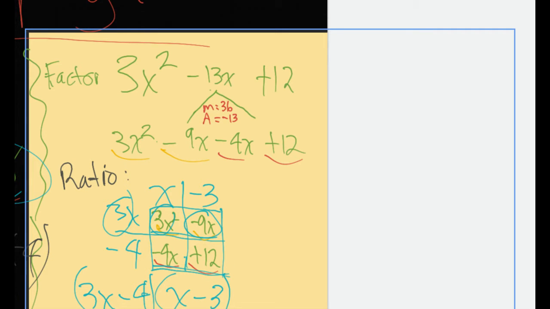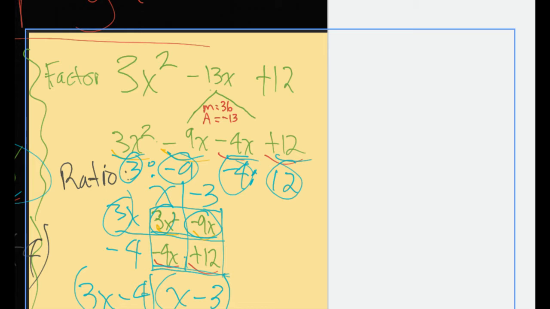Now let's go back to this idea of ratios. If I had these 4 terms and you wanted to know if those four terms could be factored by grouping, what would you do? 3 to negative 9, negative 4 to 12. So are those equivalent ratios?